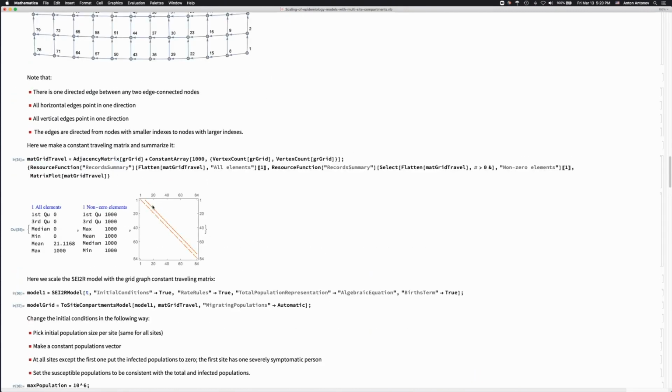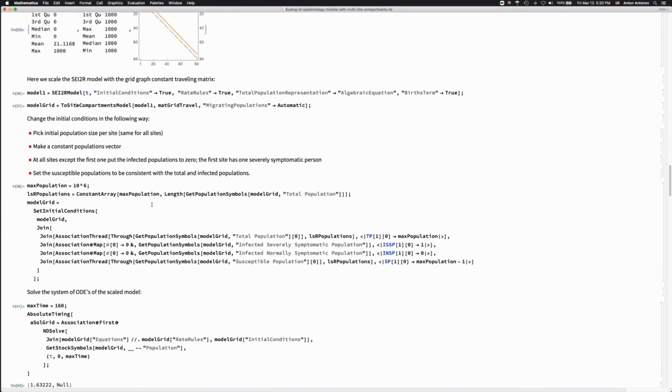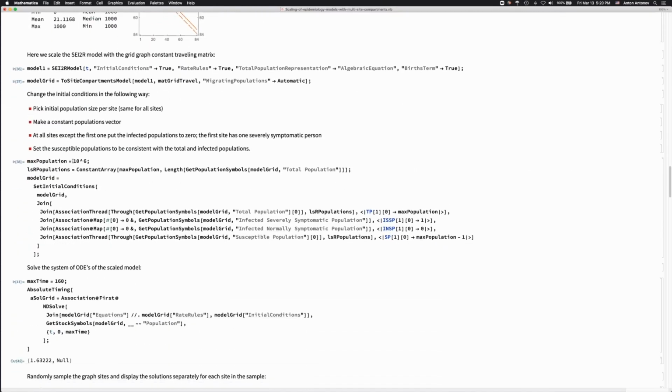And why is this? Well, I have set all my populations to be constant, 1 million. All of my sites have zero infected people except the first one. The first one has a severely symptomatic person who is infected, and because he's severely symptomatic, I guess it was detected.